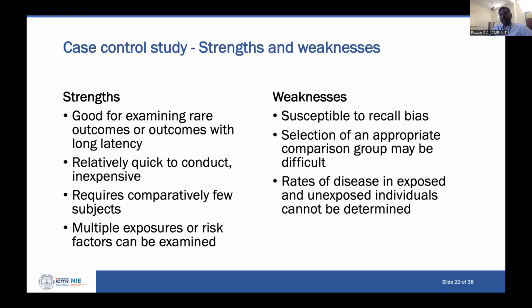Since we are taking an equal number of cases and controls, this will not be possible to do in a case control study. So never estimate incidence, or never calculate incidence, in case control studies. Case control studies can only look at odds ratios between factors associated and the outcome.